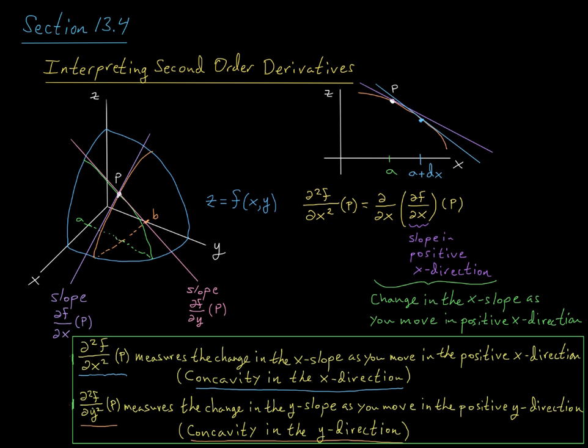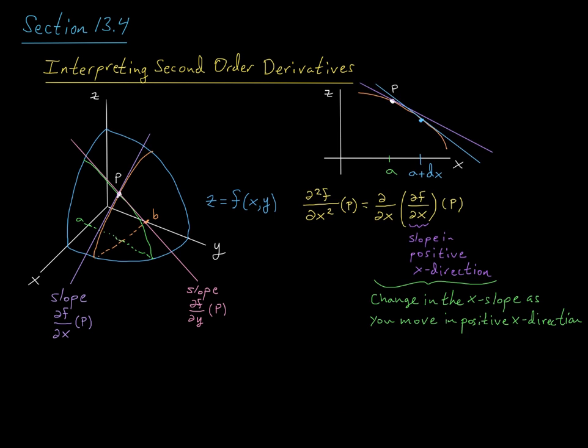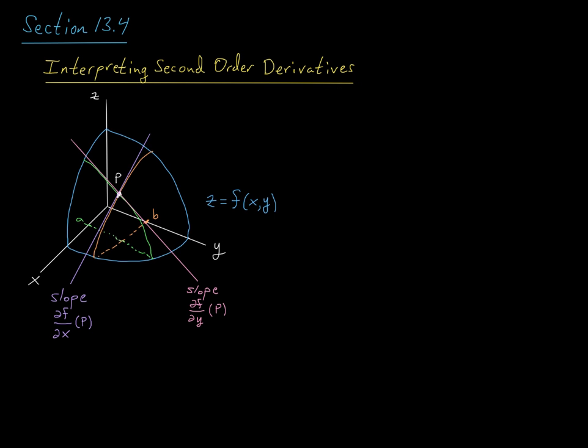And then again for the y derivative, same interpretation. This is going to measure the change in the y slope, so the change in this pink slope as we move in the positive y direction. And that in turn would measure the concavity of our surface in the y direction. Okay, cool. So those are fairly straightforward. We at least can connect it back to something we already have seen in Calc 1, this idea of concavity. But of course, now what we want to do is look at the mixed partial derivatives.